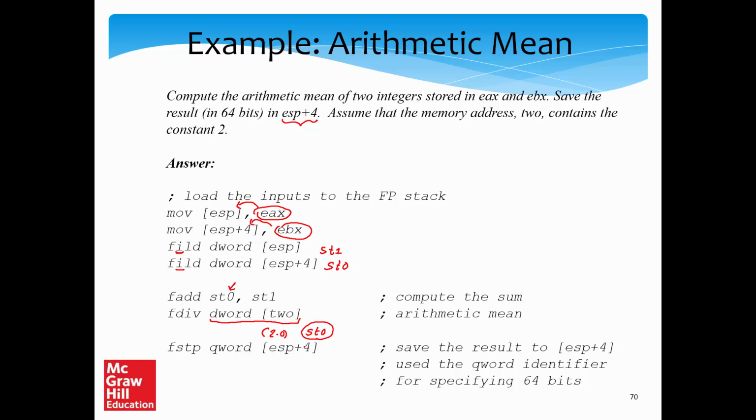So basically let's consider an example. If EAX contained 8 and EBX contained 9, the arithmetic mean of 8 and 9 is 8.5. So 8.5 is stored in st0.